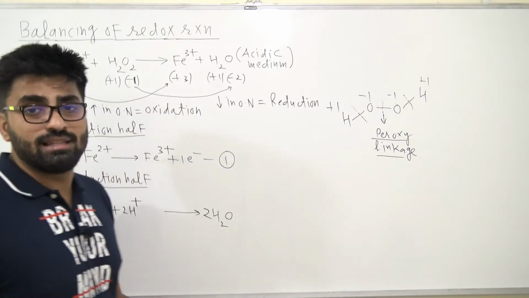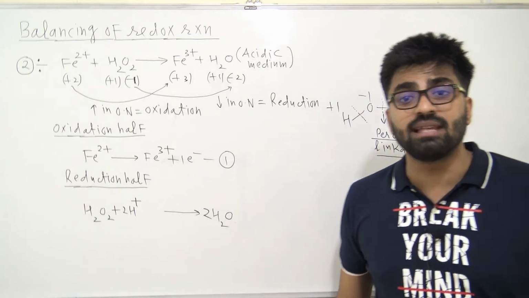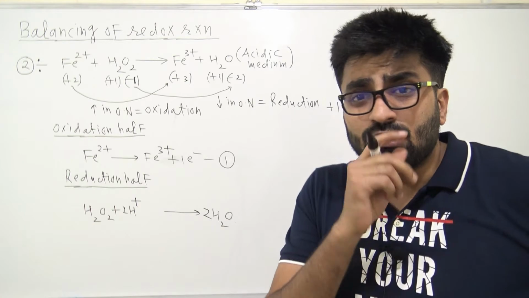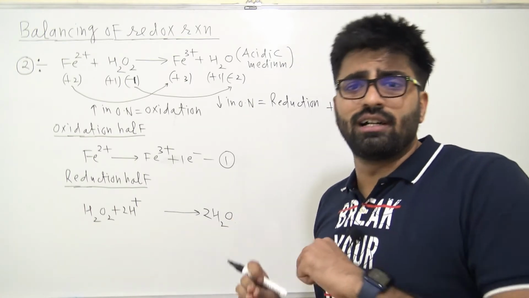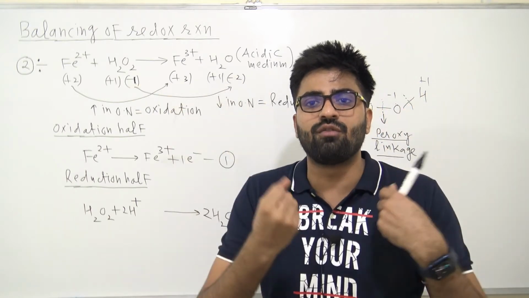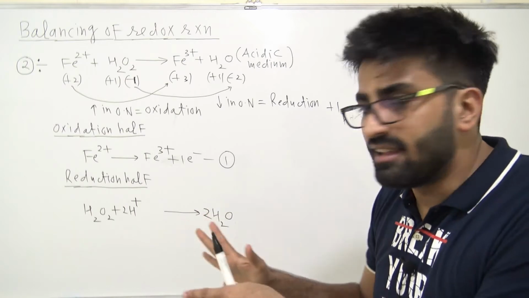All the atoms are balanced. What is the next step? The next step is balancing of charge. Where should we add electrons, reactant or product? I told you earlier that this is reduction, and reduction means gain of electrons. So electrons should be added on the reactant side.